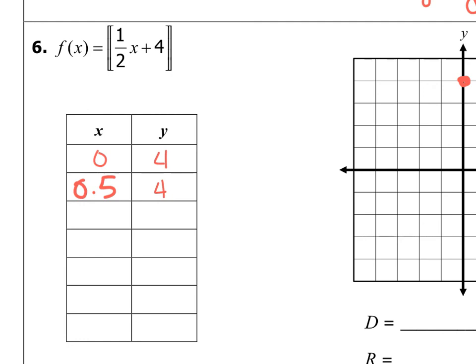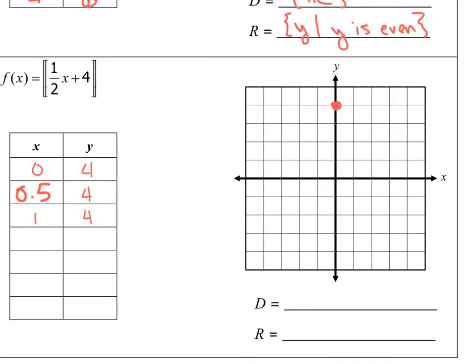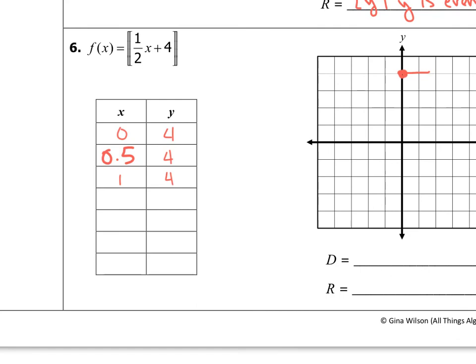Okay? Let's try at 1. So if you take a half of 1, well, that's a half. And if you add 4 to that, well, that's going to be 4 1/2. And if you round down from that, you're still going to be at 4. Okay? So at 1, we're still over here at 4. So it keeps on going past that this time. So let's try this at 1.5. If you do 1/2 times 1.5, you get 3/4. If you add 4 to that, you'd get 4 3/4. And if you round down, you're still at 4.